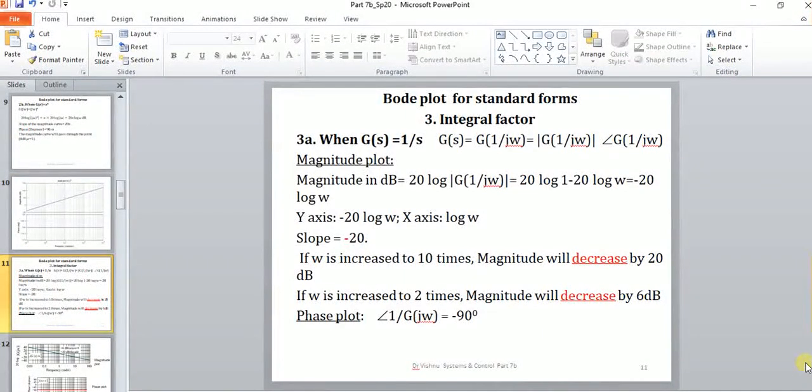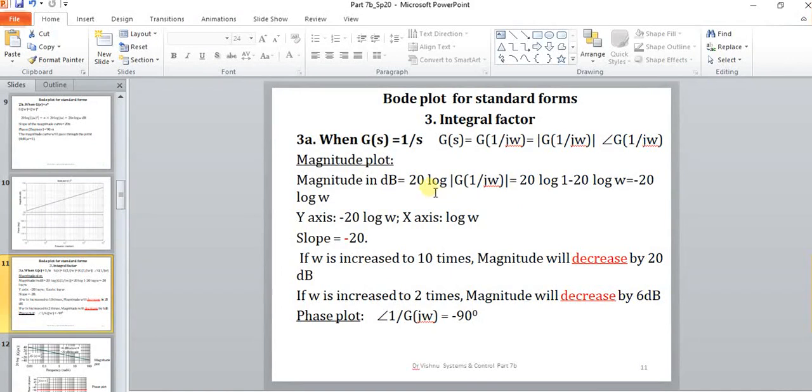Next is integral factor 1 over s. All the discussions which we gave for s apply here. The only difference is that here you are going to subtract because it is 1 over s. Again, as before, in gain it is 20 log of g of 1 over j omega.